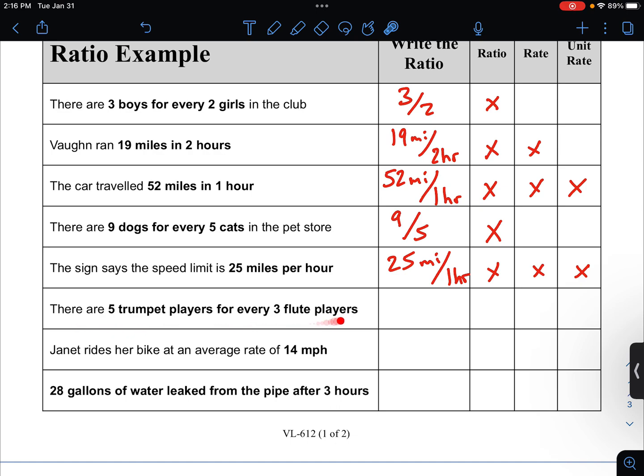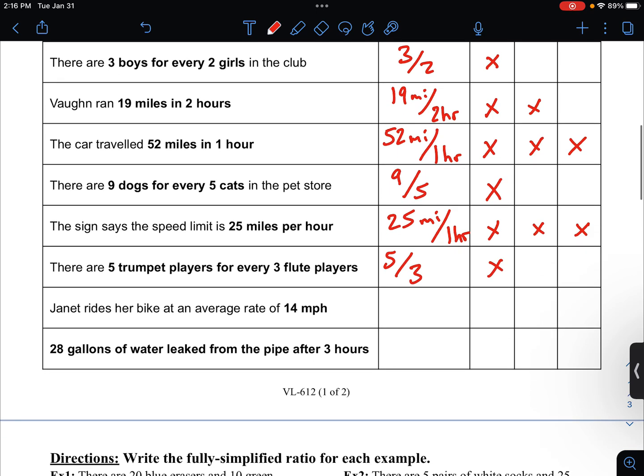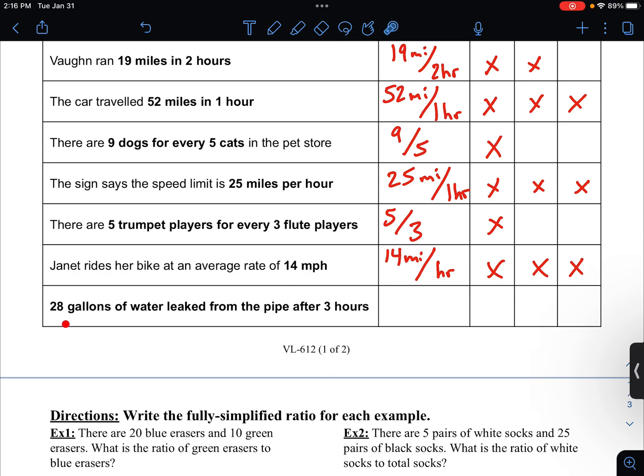There are 5 trumpet players for every 3 flute players. 5 trumpet, 3 flute, just a ratio. Janet rides her bike at an average rate of 14 miles per hour. That is 14 miles per 1 hour, right? 1 hour, that makes that a unit rate, which means it's all 3. Finally, 28 gallons of water leaked from the pipe after 3 hours.